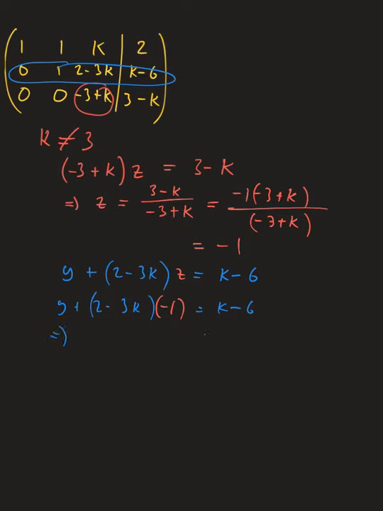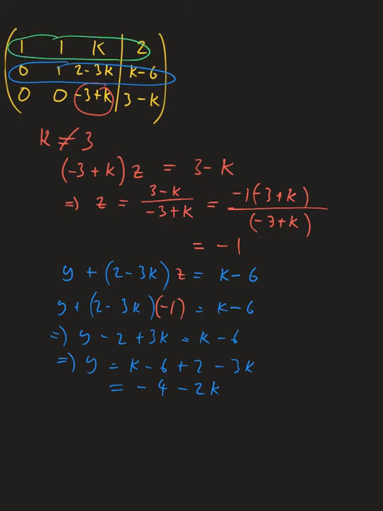That implies that y minus 2 plus 3k is equal to k minus 6. Implies that y is equal to k minus 6 plus 2 minus 3k. That's just equal to minus 4 minus 2k. So that's y. And now we can use y and z to go back into the first line and get x.